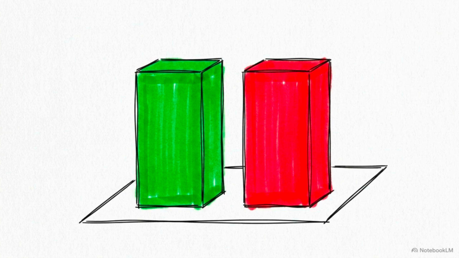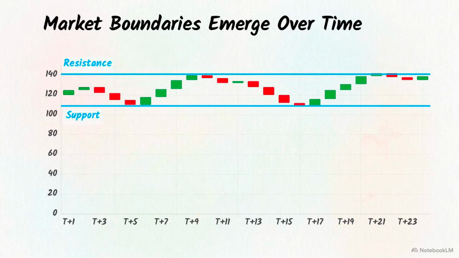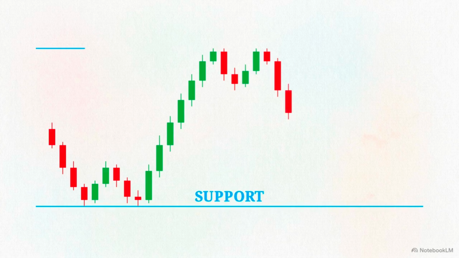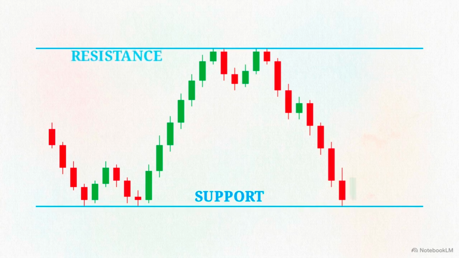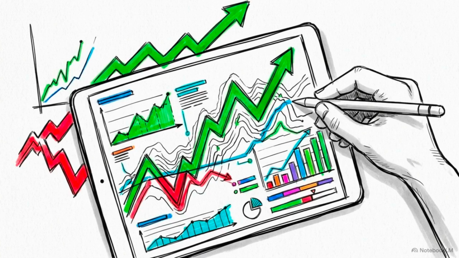Memorizing these individual color blocks is step one. The actual skill comes from recognizing the architectural boundaries these blocks build over time. When we zoom out, notice how the falling price hits a bottom level and bounces back up. This floor is called support. Conversely, a rising market hitting an upper boundary gets pushed back down. This ceiling is resistance. These two lines give you a map of the current price action.